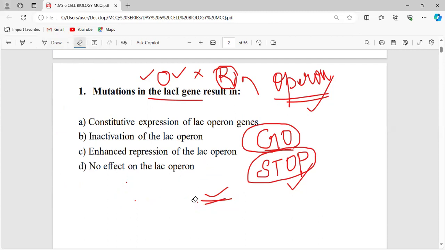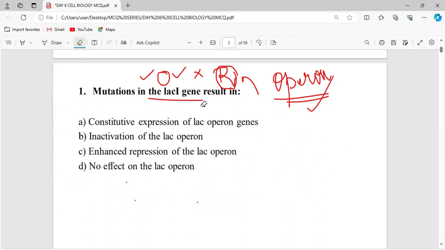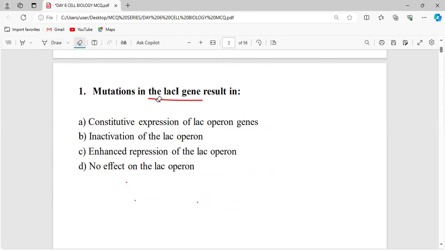Okay, now answer this question. This is the basic idea of the lac operon. Just tell me, if any mutation occurs in the lac I gene, that is the inducer gene, does it result in constitutive expression of lac operon genes, inactivation of the lac operon, enhanced repression of the lac operon, or no effect on the lac operon?